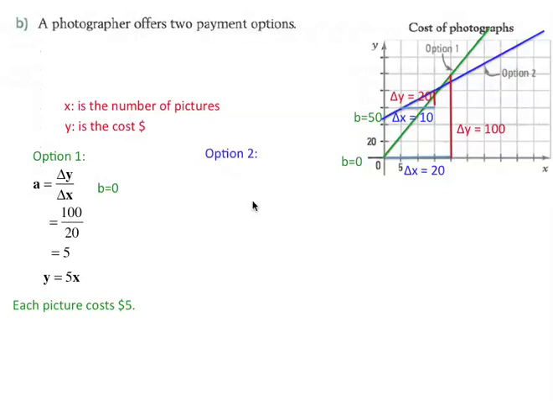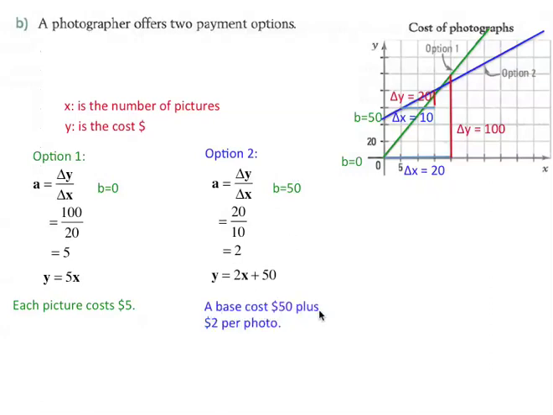All right, so option number 2, delta y over delta x is going to be 20 divided by 10, which is going to be 2. So you're paying $2 per photograph in this case, but we have a B of 50 for going to see the photographer in the first place, or having your picture taken. So B is 50. So that means you're paying $2 per photograph and $50 for having your picture taken. Okay, and so a base cost of $50 for the photo session, and then $2 per photo.